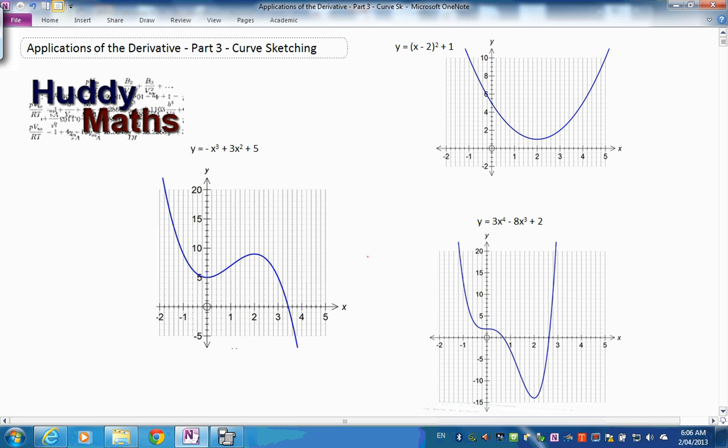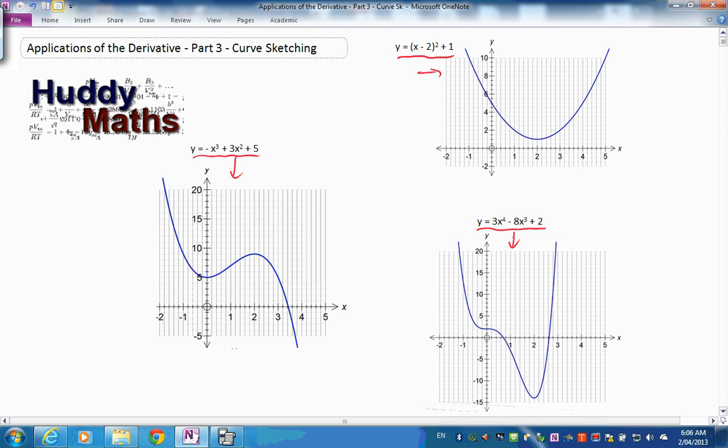Hey, welcome to Curve Sketching. This is an exciting application of the derivative, and what we're going to do is say, well, hey, look at these functions we've got here. They're all actually polynomial functions, and how do you know the graph of these functions looks like these here? How do you know that?